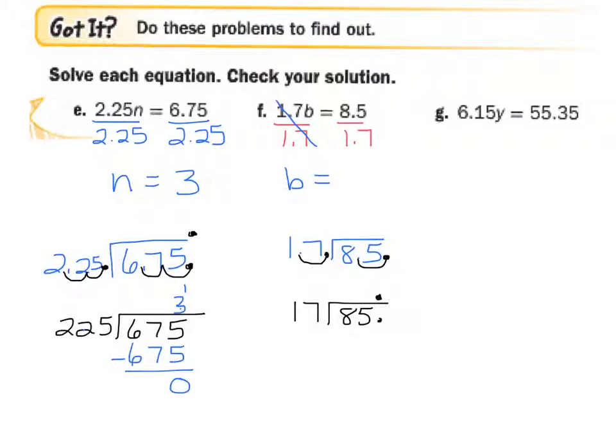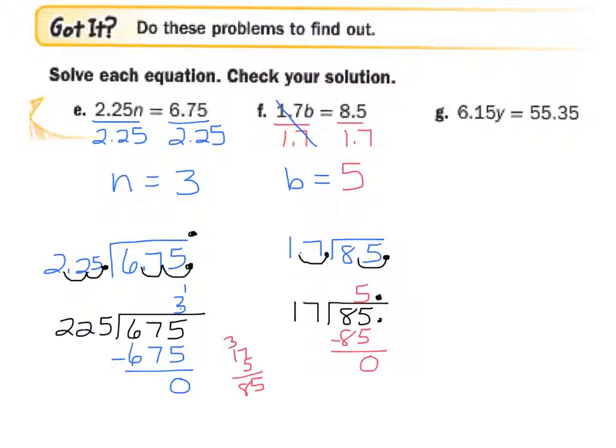And 17 is about 20, so I think I'll just start with guessing with 5. So 17 times 5, 35, carry the 3, it's 85. Wow, look at that. Good guess. So 5 times 17 was 85. Subtract, and I get 0. So our answer is 5.